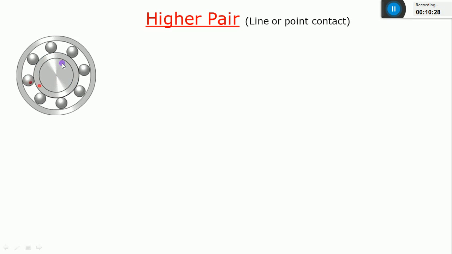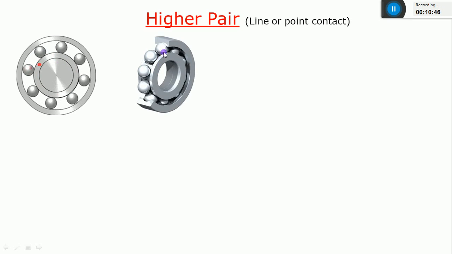My point is, I'm not going to study the type of motion. I'm going to consider the type of contact. Between this ball bearing and this inner race, the type of contact is a point contact. The type of contact is point.